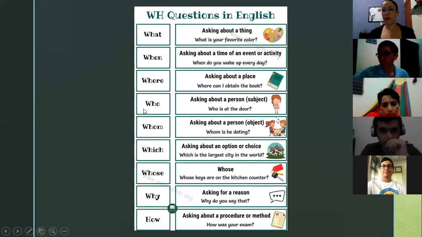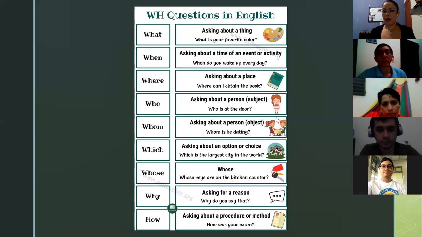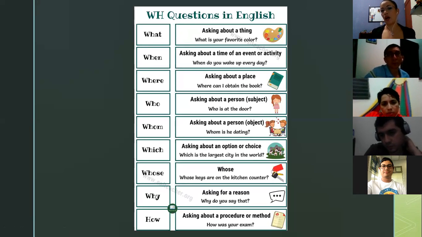Who asks about a person. For example, who's at the door? Whom is asking about a person or an object? Whom is he dating? Which is asking about an option or a choice, right? For example, which is the largest country in the world? Whose asks about possession, the owner of one thing. For example, whose keys are on the kitchen counter?